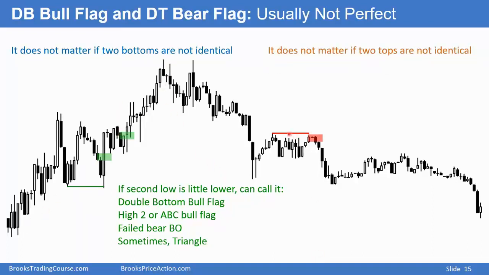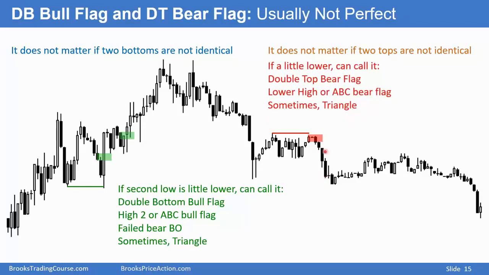Does not matter if the 2 tops in a bear flag are identical. You just have to understand what the process is. Here, it's slightly lower. You can call it a double top bear flag. You can call it a lower high double top bear flag. You can call it an ABC pullback, A, B, C. Sometimes it's a triangle, doesn't matter.